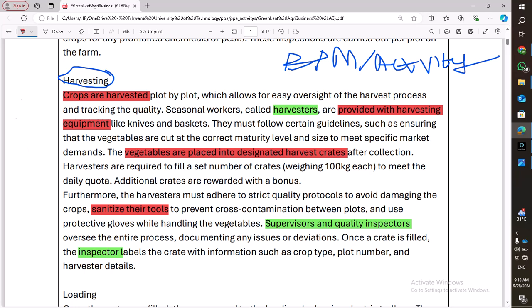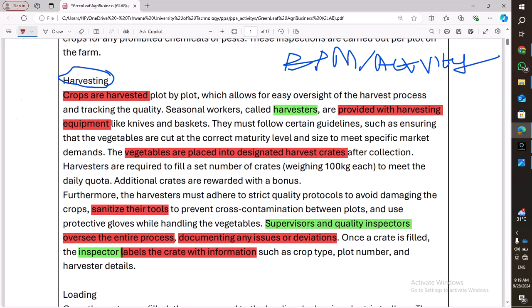Then we find another actor, which is the supervisor and also the quality controller. What do they do? They oversee the entire process. They document any issues or deviations. Once the trays are filled, the inspectors label the trays with information.